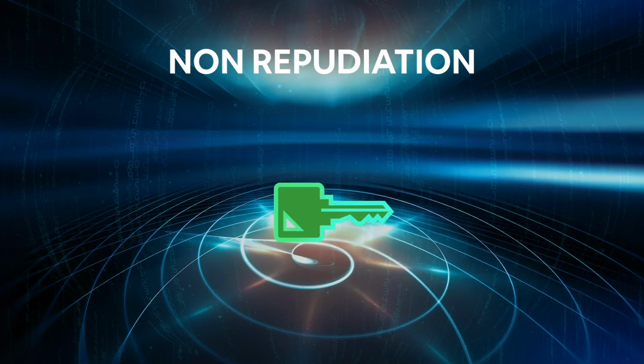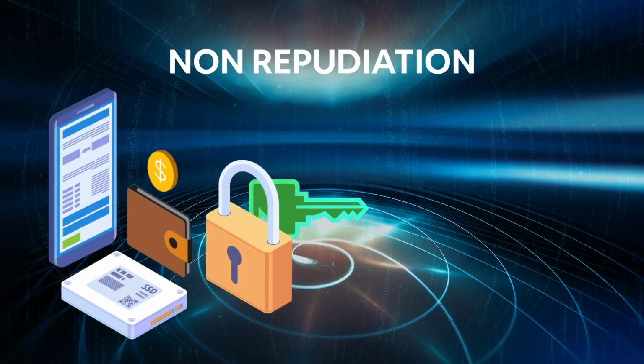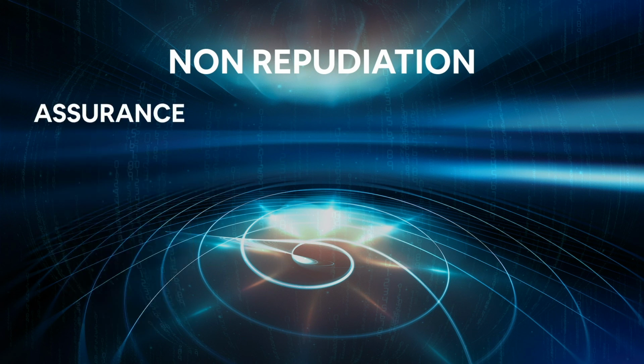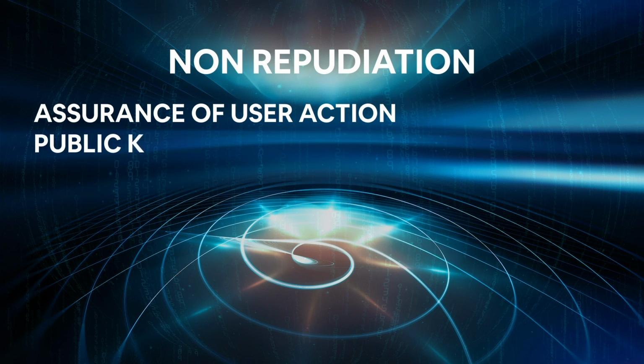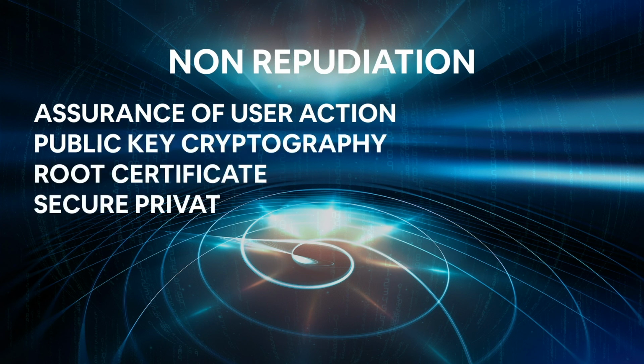In some systems, the private key has to be secured by the user themselves. The most well-known use case is the cryptocurrency wallet. The users are expected to make sure they keep the private key secure, through a hardware wallet or using some data custodian service. In summary, non-repudiation, assurance of user action, uses public key cryptography. Understand root certificates, and the importance of keeping private keys secure in non-PKI situations.